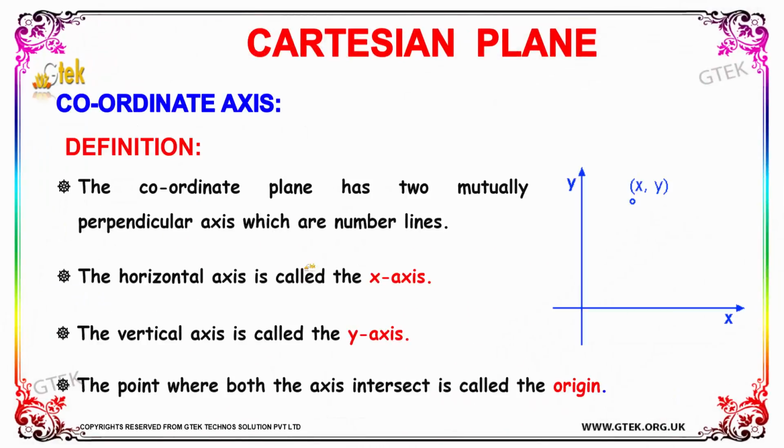Now let's move on to the concept called the coordinate axis. The coordinate plane has two mutually perpendicular axes which are number lines. They are the horizontal axis, called the x-axis, and the vertical axis, called the y-axis. The point where both the axes intersect is called the origin.